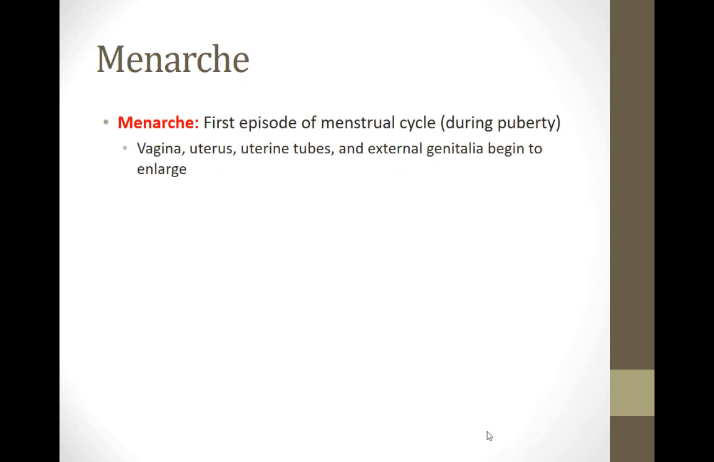Now, menarche is the first episode of a menstrual cycle. This typically happens during puberty. During this phase, the vagina, the uterus, the uterine tubes, the external genitalia all begin to enlarge. This is because the female is going through puberty. The progesterone and estrogen levels are very elevated, which is why things are growing.